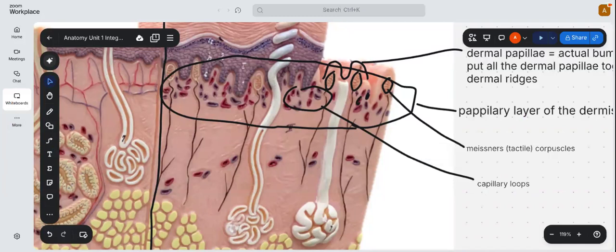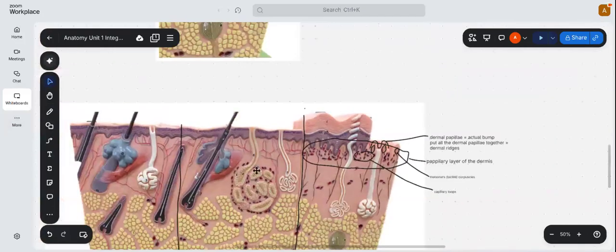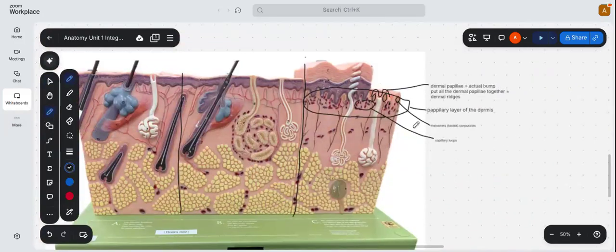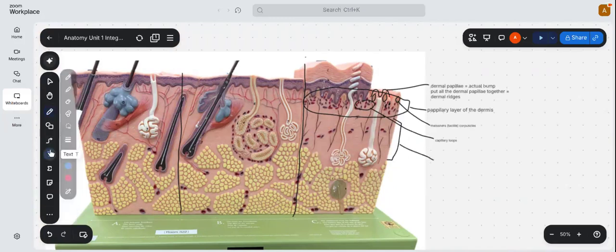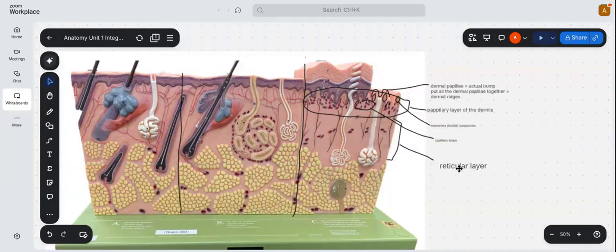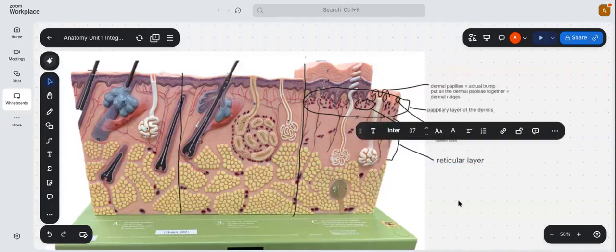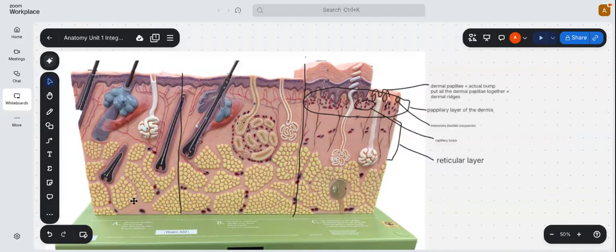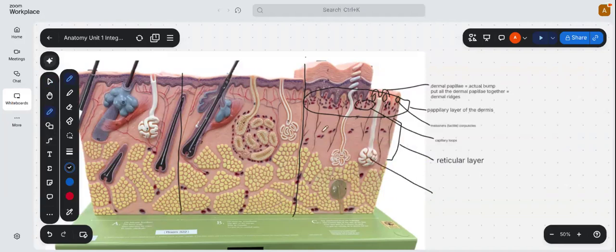Next, you have your reticular layer. So, the reticular layer is going to be the remainder of the dermis, excluding the hypodermis. So, all of that is your reticular layer. Now, zooming into the reticular layer, you have your eccrine sweat glands, which are these white guys. There's also one here, and one over here at the very end.